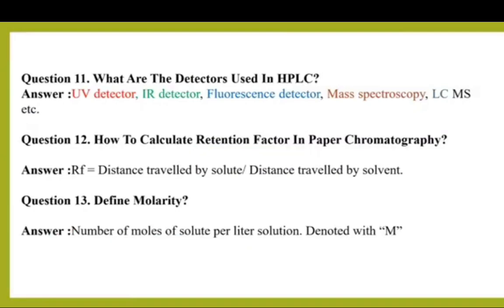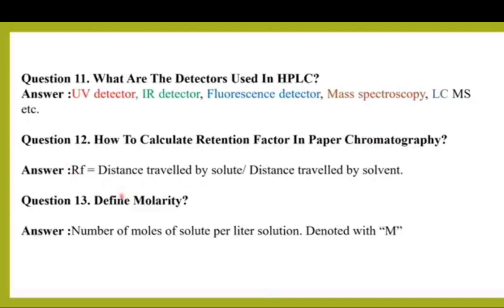So what are the detectors used in HPLC? The commonly used detectors in HPLC are UV detector, IR detector, fluorescence detector, mass spectroscopy, and liquid chromatography mass spectroscopy detectors. So how do we calculate the retention factor in paper chromatography? The formula is: retention factor is equal to the distance traveled by the solute divided by the distance traveled by the solvent. In this way, we can calculate the retention factor.